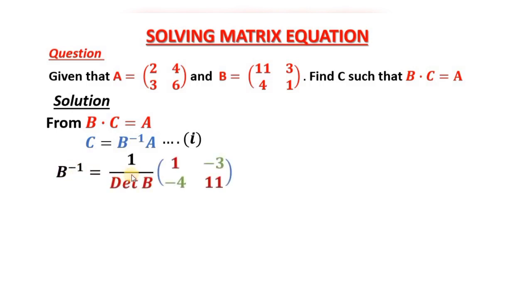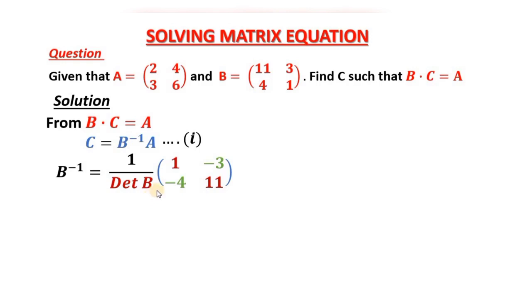The inverse of B is obtained by having 1 over the determinant of B times the matrix 1, negative 3, negative 4, 11, where 1 and 11 are the elements of the leading diagonal interchanged, that is for matrix B. So 1 will take up the place of 11 and 11 will take up the place of 1. So they have switched positions. And then for the second diagonal, we have the elements negated. So we have negative 3 and negative 4, just as we have right here.